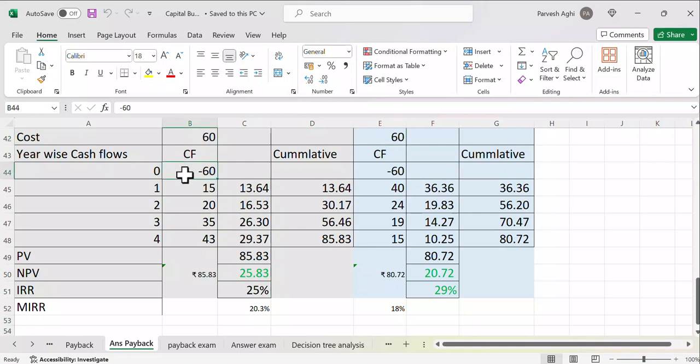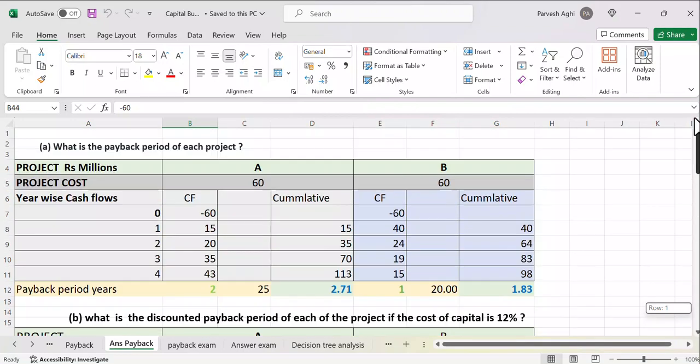Then what I have done is, in the 0th year, when you start the project, you're going to spend 60, so it's minus 60. Then you're going to get 15, 20, sorry. Actually, I have come to the end, so you have to start from here. Okay, please look here. This is the payback period of each project. Where I started was the end of the sheet. So project cost A is 60, B is 60. Then year-wise cash flows are given to you.